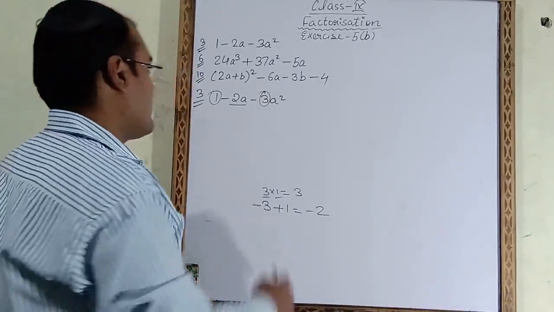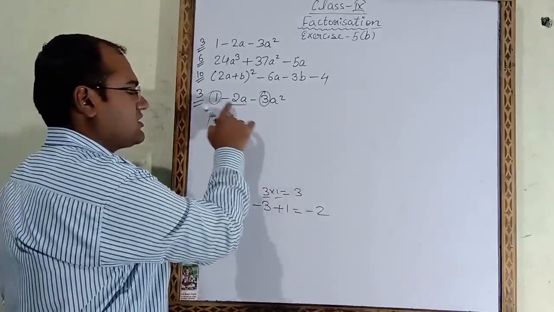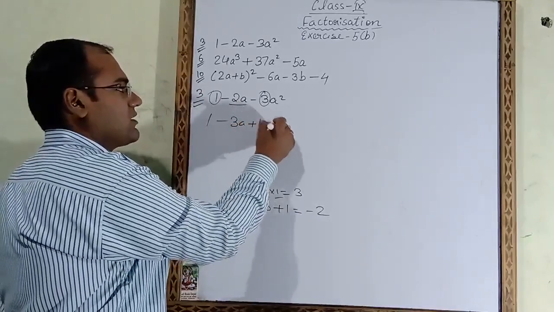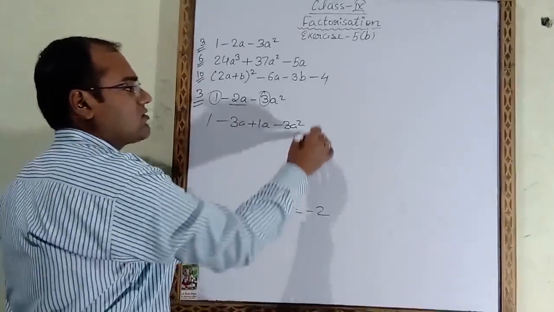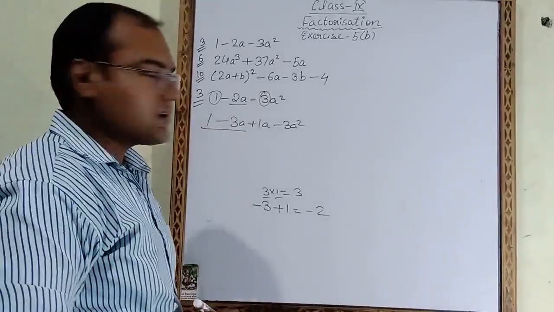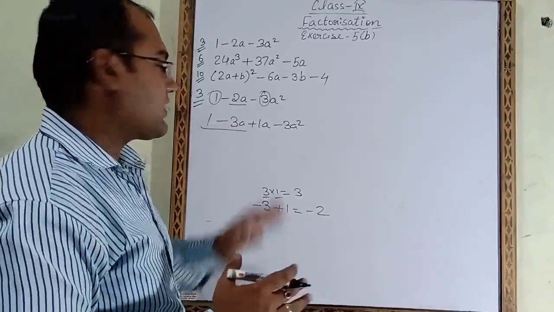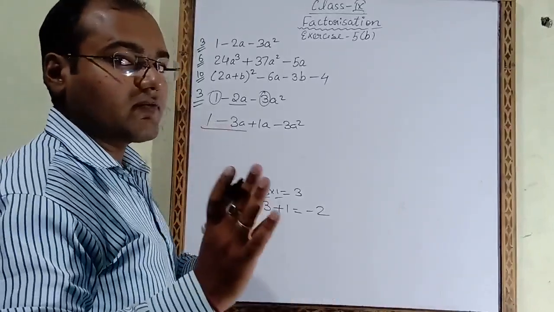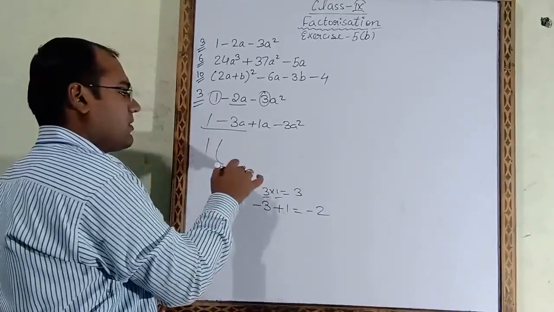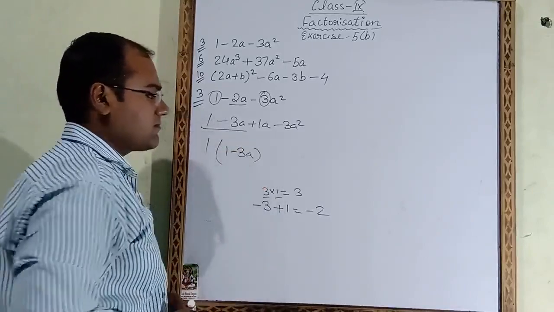What do we have to do? This first term will remain as it is. This minus 2a we have to change, and instead of minus 2a we will take minus 3a plus 1a, and this minus 3a square will also remain as it is. Now from the first two terms we will take a common factor. Here it is 1 and here it is 3, so nothing is common. In such a case, if nothing is common, we take 1 common. For 1, you write the same thing inside the bracket.